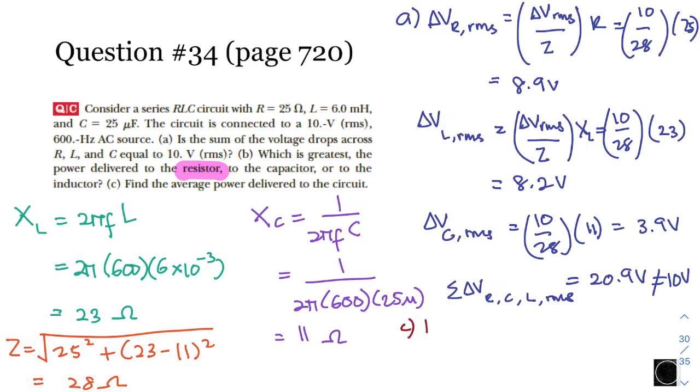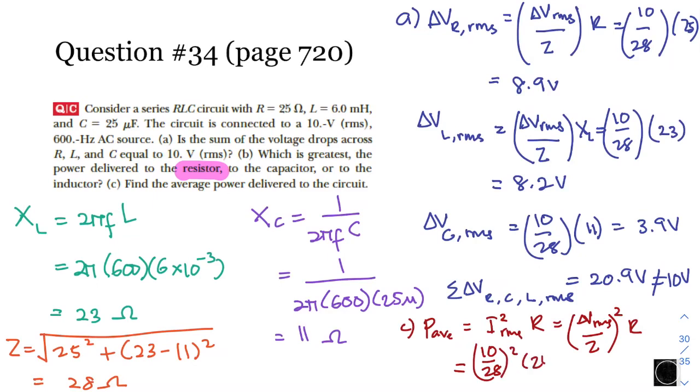So for C, power average is equivalent to I squared R, right? And then I can be calculated by using delta V RMS over Z, squared, times the R. So you're going to have 10 over 28 squared times 25. Finally, you get the answer 3.2.